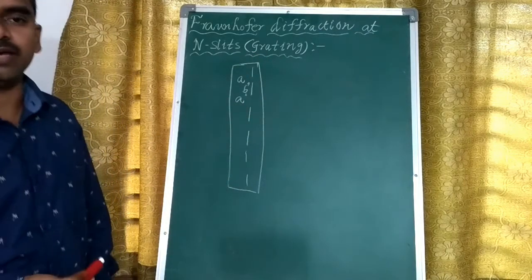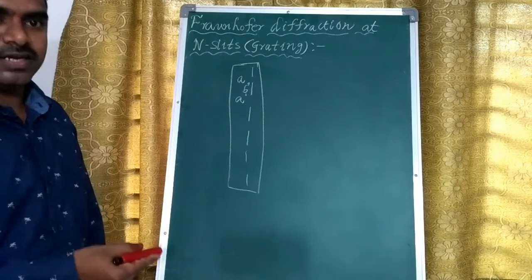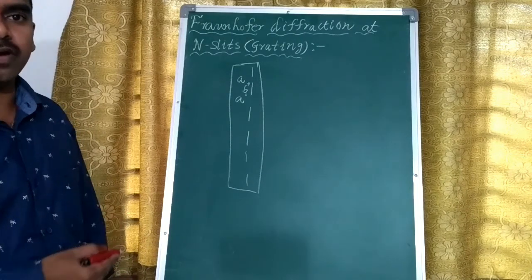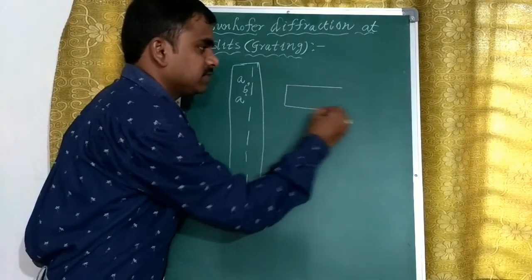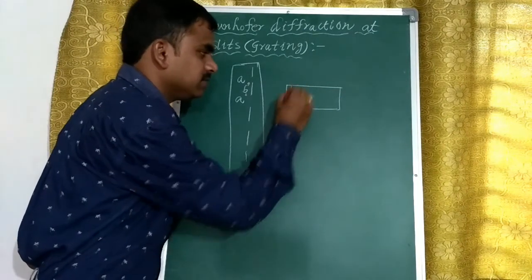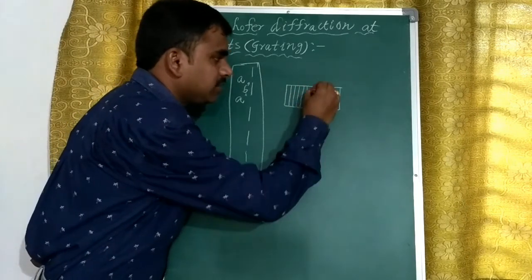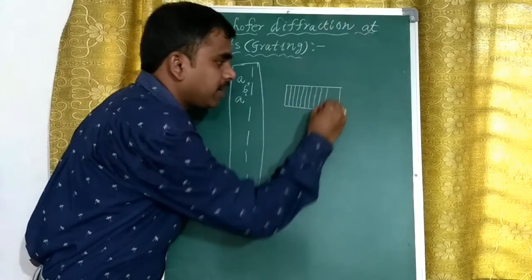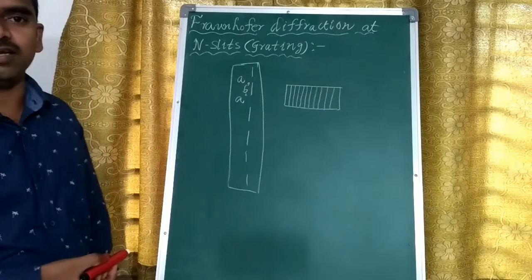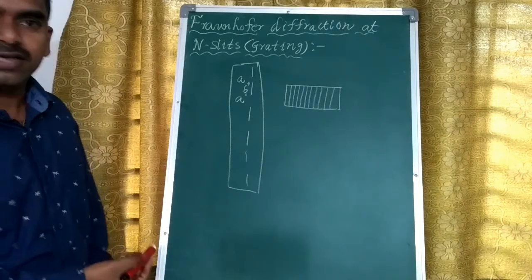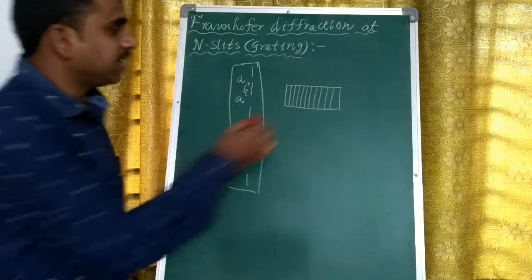is called a diffraction grating. How was it constructed? Initially, it was constructed by Fraunhofer by using fine wires. He took a frame and placed some fine wires like this, and allowed the light to pass through them. These lines act like opaque barriers, and in between these wires the light is passing.